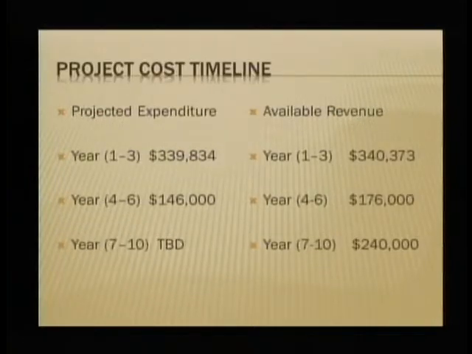Projected expenditures, the first 3 years, $339,000, and revenue available is $340,000, so we'll be running pretty tight there, but we need to get it up and running. The next 3 years, $146,000, and we should have $176,000 in revenue. We may have more coming in, but we felt that was a real conservative estimate on the revenue. And you can see what happens the next few years.